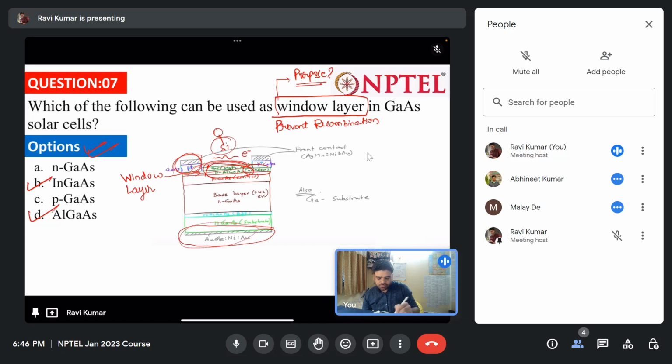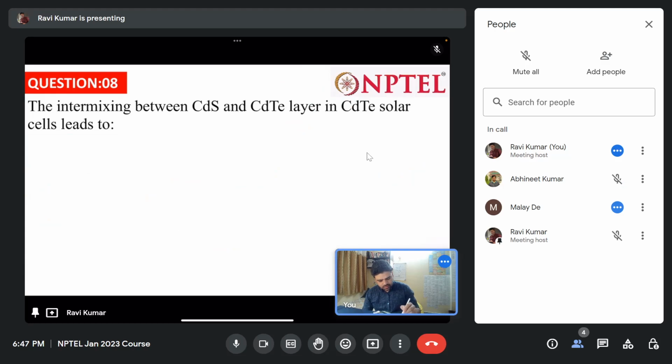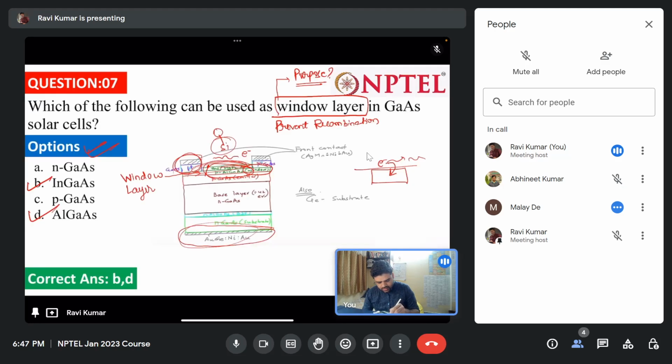It's like we are preventing exposure to the surface. If our charge carriers are on the surface, flowing, we are not having any kind of material here so that these electrons can go this side. We are preventing that, and that is recombination. So B and D are the right answers. We can say it's like AlGaS here, and another type we use is InGaS.